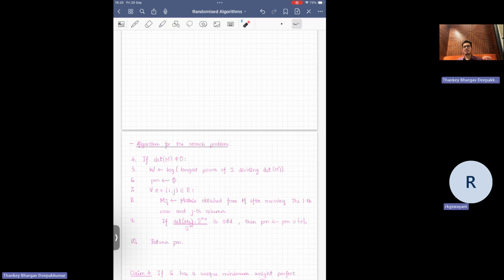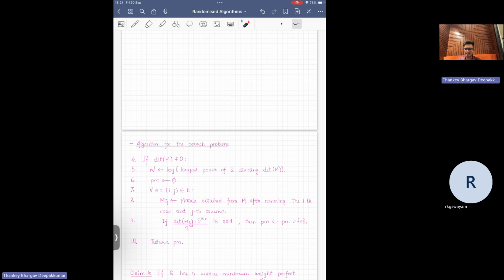Every row corresponds to a vertex in L, right? So what does every column correspond to? If vertex number one is connected to, which all vertices is it connected to? So I am considering row wise. Vertex number one is connected to whichever vertices in the vertex set J, so those entries will become one and the remaining entries will become zero.